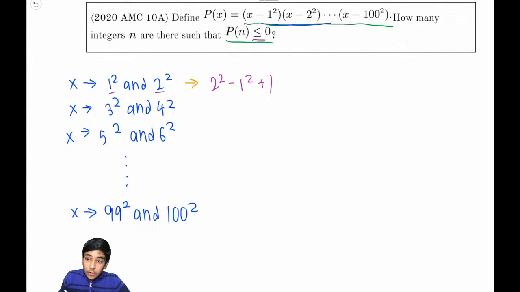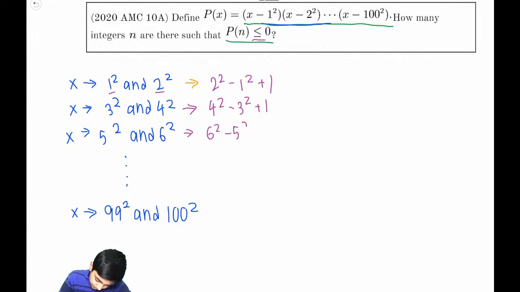Because between two numbers inclusive, if you remember from the AMC fundamentals class earlier, we do the first term minus the second term plus 1, because we're doing inclusive. And this will be that. And this will be 4 squared minus 3 squared plus 1. This will be 6 squared minus 5 squared plus 1. All the way till 100 squared minus 99 squared plus 1.